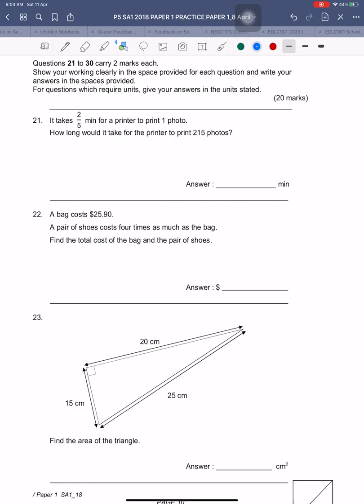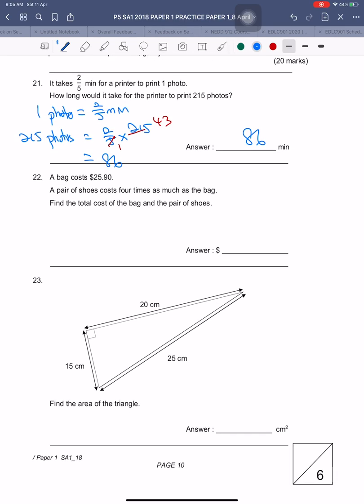It takes 2/5 minutes to print 1 photo. So 1 photo is going to take 2/5 minutes. How long does it take to print 215 photos? Alright, so 1 photo 2/5 minutes, 215 will be 2/5 times 215. Right, so you can simplify, divide by 5, divide by 5. So 2 times 43, 86. So it will take you 86 minutes.